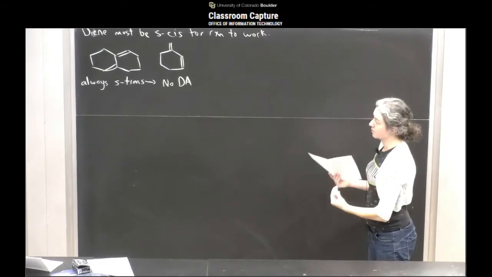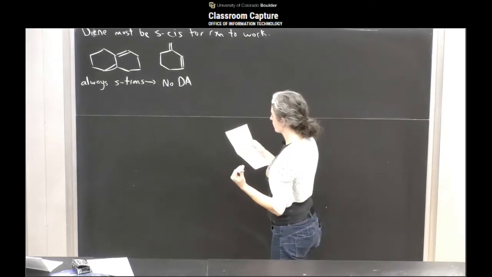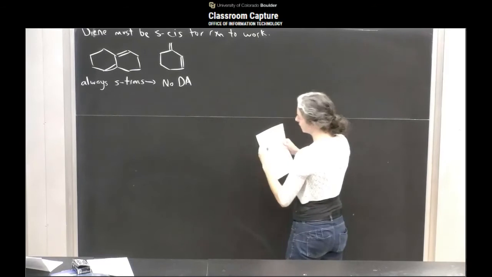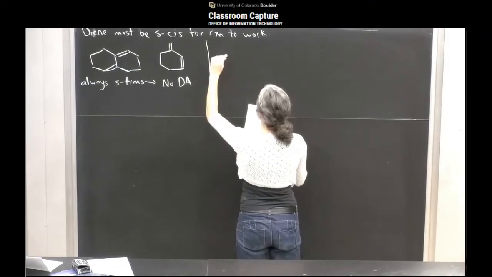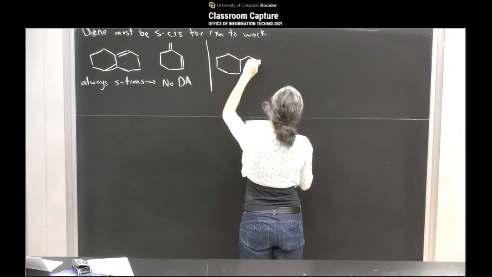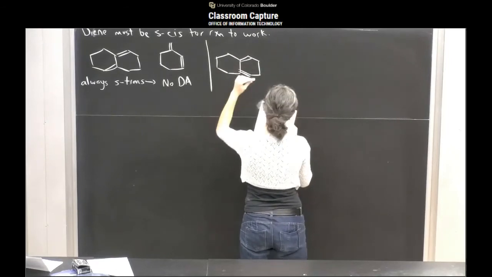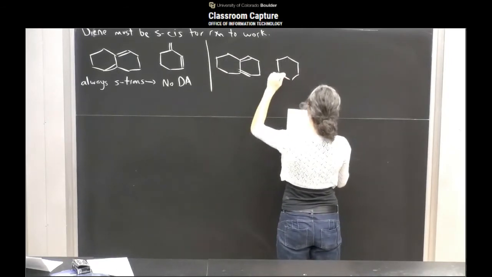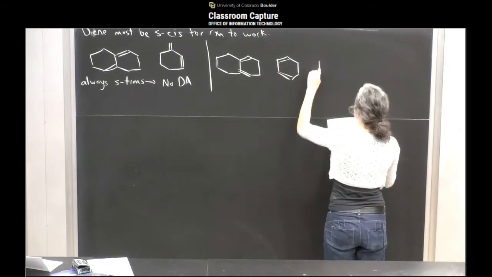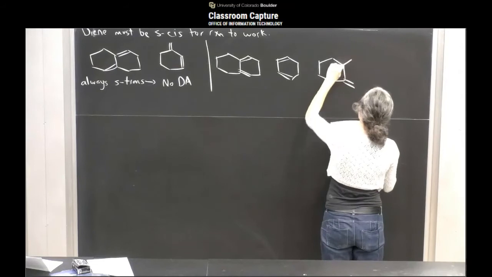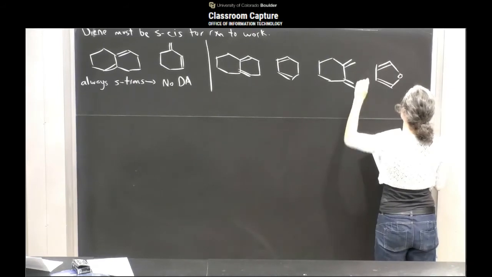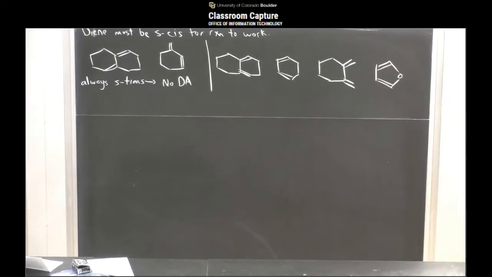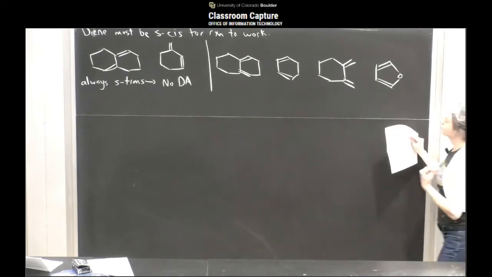You might be able to make them do the job of a dienophile, but they're not going to be able to do the diene itself, or be the diene. By contrast, if you have something that's locked always S-cis, say like this guy, or this guy, or even this. All of these have two conjugated double bonds that are permanently held in the right position to do Diels-Alder as a diene.